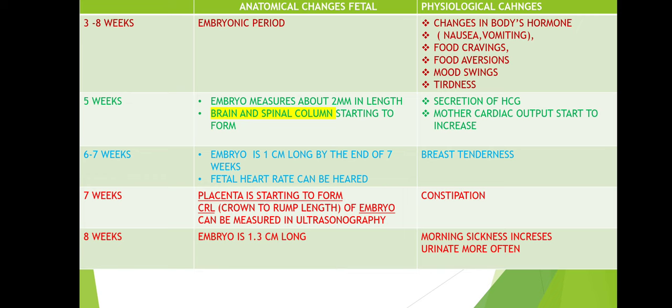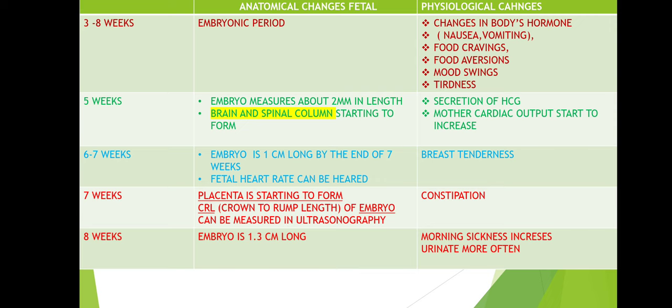In 3 to 8 weeks there is embryonic development, which is called the embryonic period. Then what is an embryo? Embryo is the early developmental stage, and the period of the embryo is from 3 to 8 weeks, that is called the embryonic period. The other changes, the physiological changes that happen in the mother, are changes in the body's hormones.